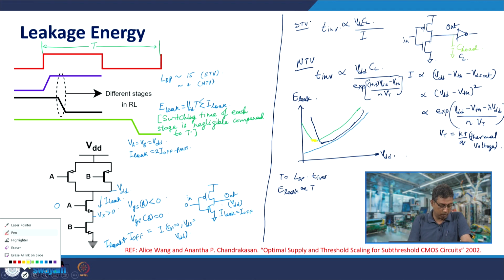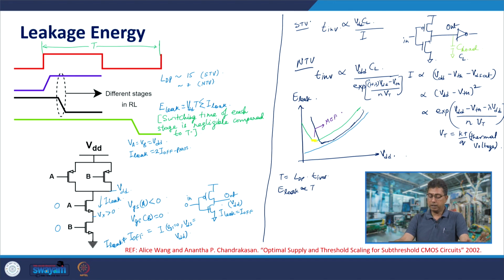This we call the minimum energy point, and that is important for near threshold or low voltage operation. You want to operate somewhere near the minimum energy point. You may not be able to operate exactly at that value of VDD, but you would like to operate closer to the minimum energy point, so that your energy efficiency is maximized.